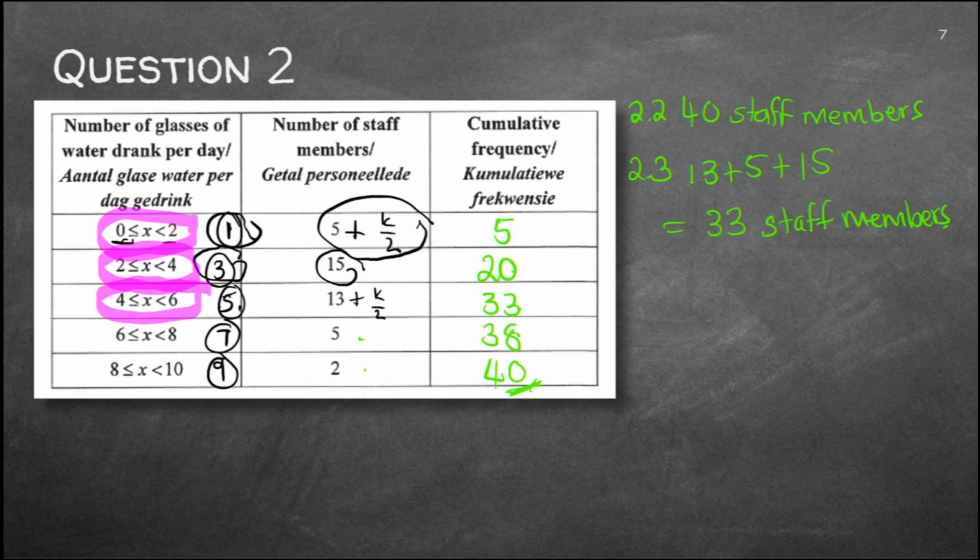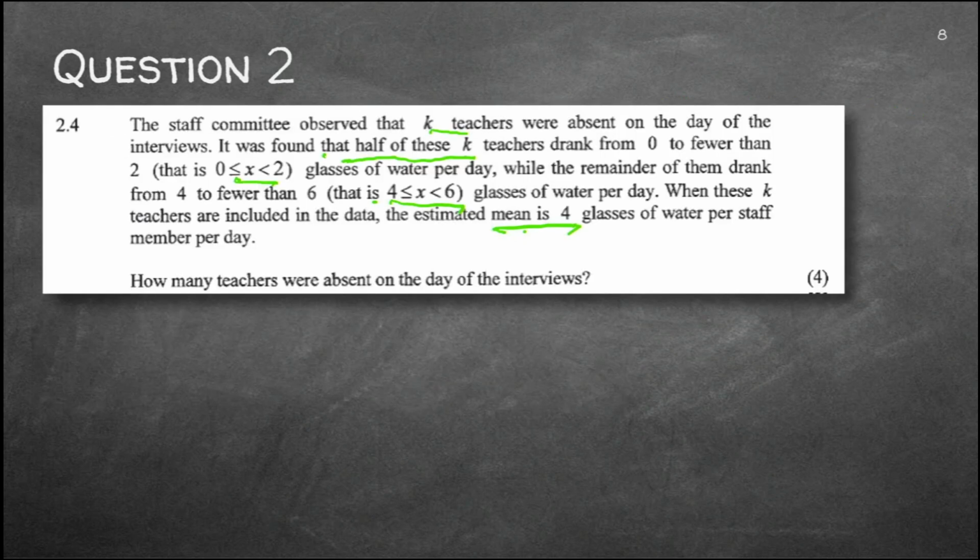So let's do that, because we do know the new mean must be equal to 4. So let's use the data we've got. So I would simply start and say that the mean is equal to the sum of the x values times the frequency over the total number. So we'll quickly start. So it would be 1 times 5 plus K over 2.